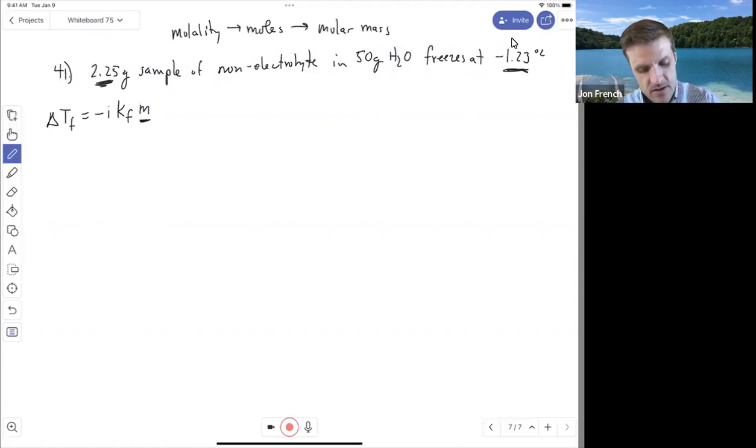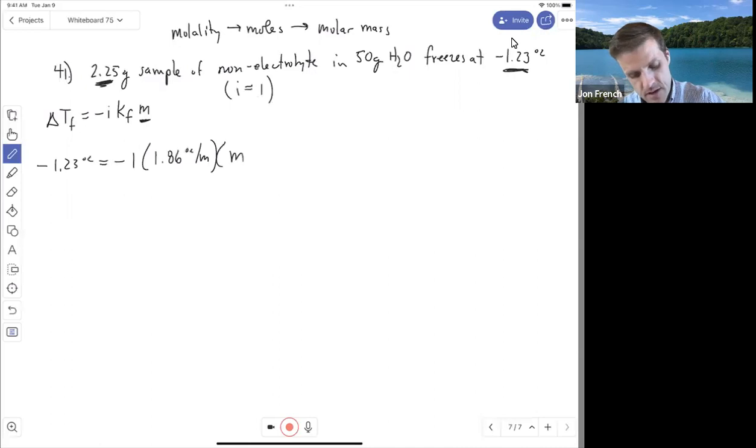So to get started in that calculation, the other thing that's important is it's a non-electrolyte. So that means van 't Hoff factor equals 1. A non-electrolyte does not ionize in solution. So we've got a van 't Hoff factor of 1. So negative 1.23 degrees Celsius equals negative 1 times 1.86 degrees Celsius per molal times our molality.